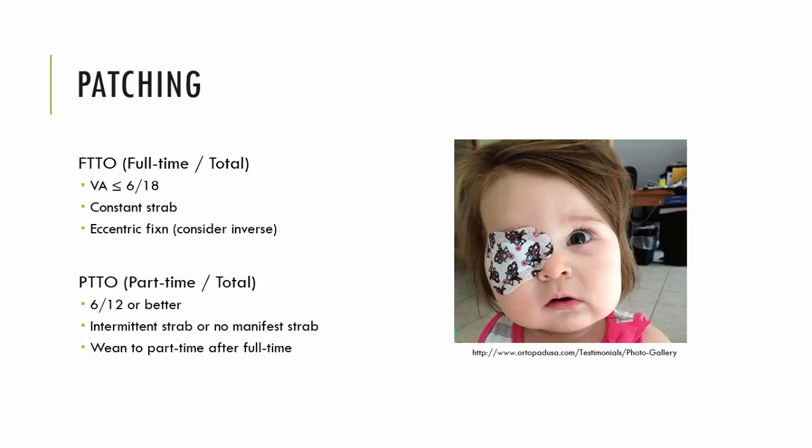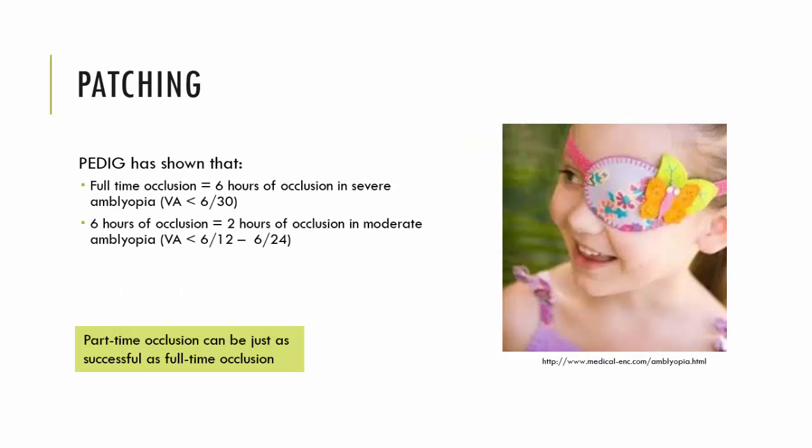However, PEDIG began studying the differences in terms of visual acuity outcomes of patients who were prescribed full-time versus part-time. What were the findings? Well, PEDIG has shown that there really isn't that much difference between prescribing full-time occlusion versus part-time occlusion, or even prescribing 6 hours versus 2 hours. So both of those are part-time, one more than the other. Essentially, it might take longer for you to achieve the visual outcome if you go part-time, but the long-term outcome is very similar. The child will improve in visual acuity no matter what you prescribe.